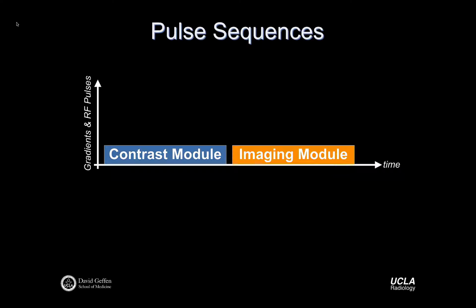A lot of pulse sequences are built something like this. We have, as we saw in the previous slide, some axes that describe what's happening to the gradients or the RF pulses. And more often than not, there's some kind of contrast module where we manipulate the spin system in some way, and then we have some imaging module where we're sampling, or getting a snapshot of, the state of the magnetization at a particular time.